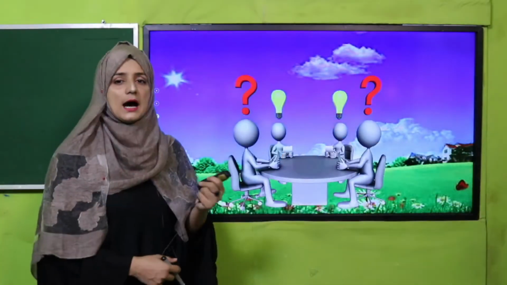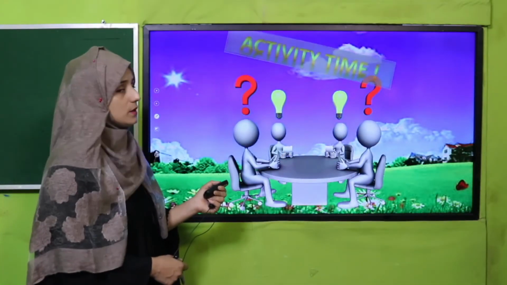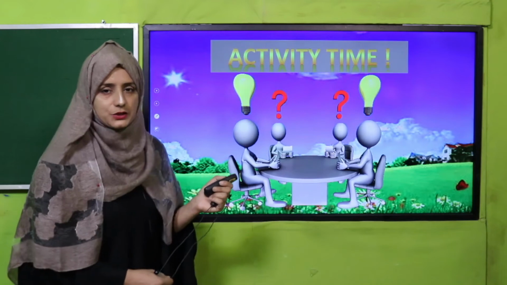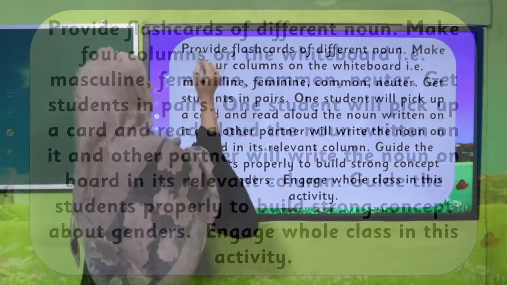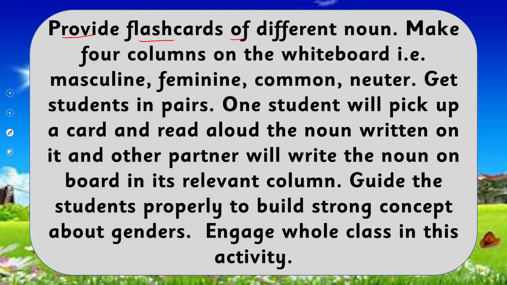We will see how much knowledge we have got about genders. So are you ready, my dear students? Okay, good. Yes, my dear teachers, you will provide flashcards of different nouns. Make 4 columns on the whiteboard: masculine, feminine, common and neuter. Yes, my dear teachers, you will make 4 columns on the whiteboard and provide flashcards of different nouns.